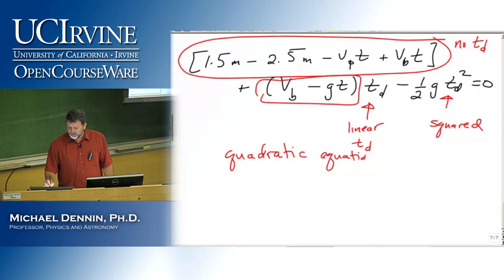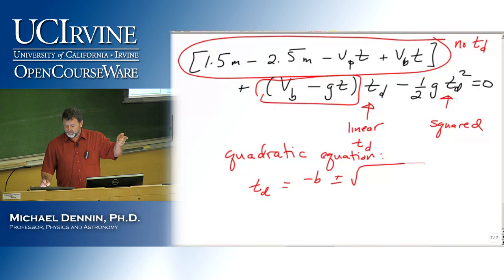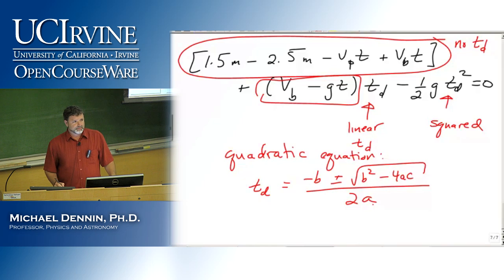And we all remember the solution to a quadratic equation, right? TD equals negative b plus or minus the square root of b squared minus 4ac, all over 2a.